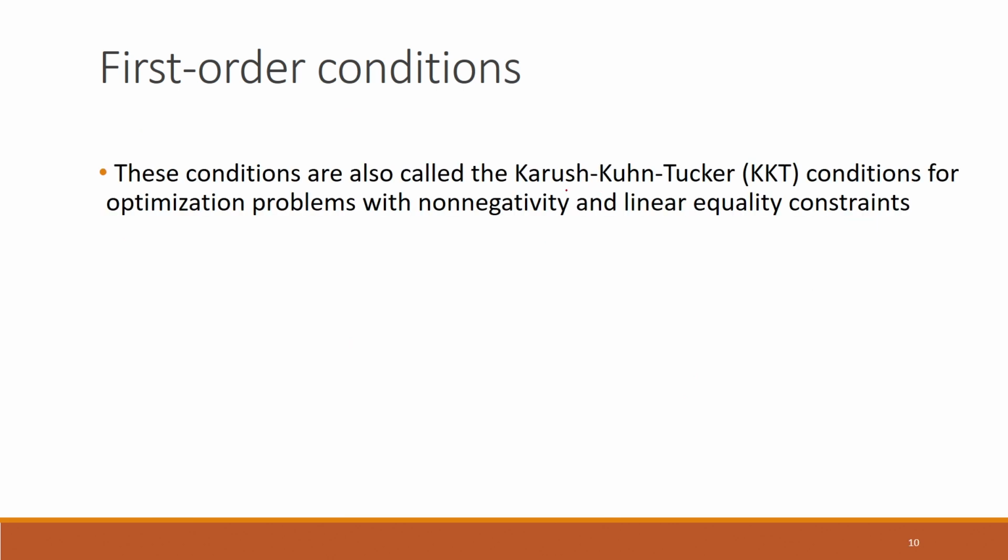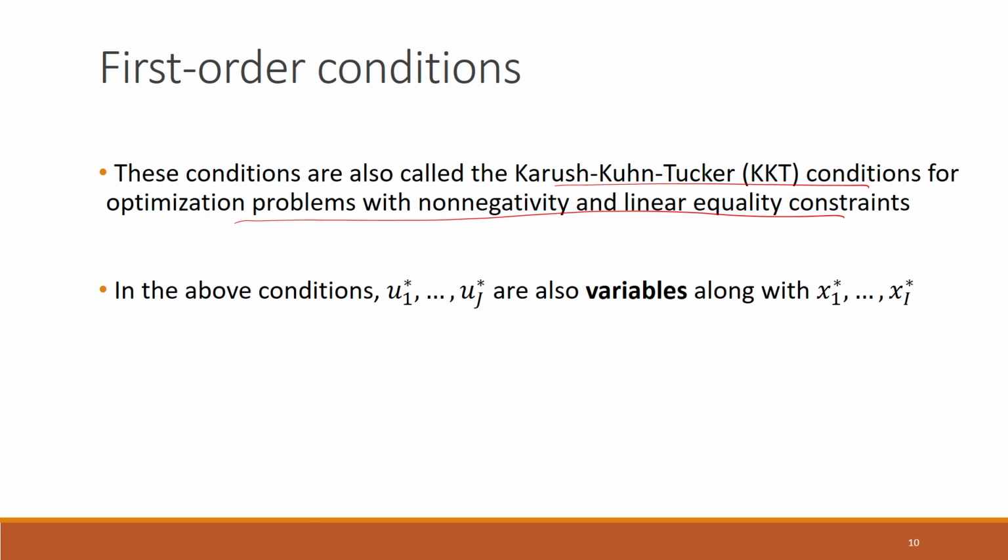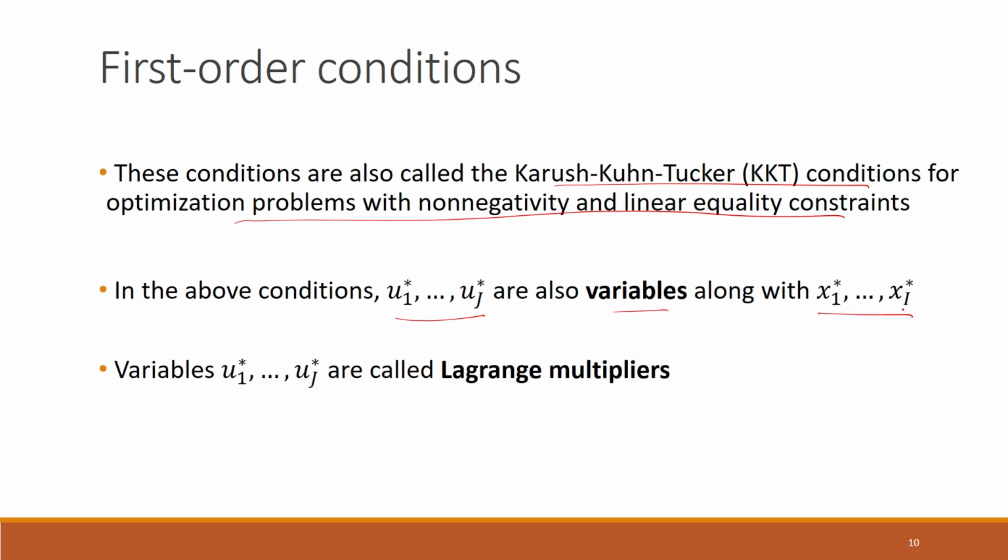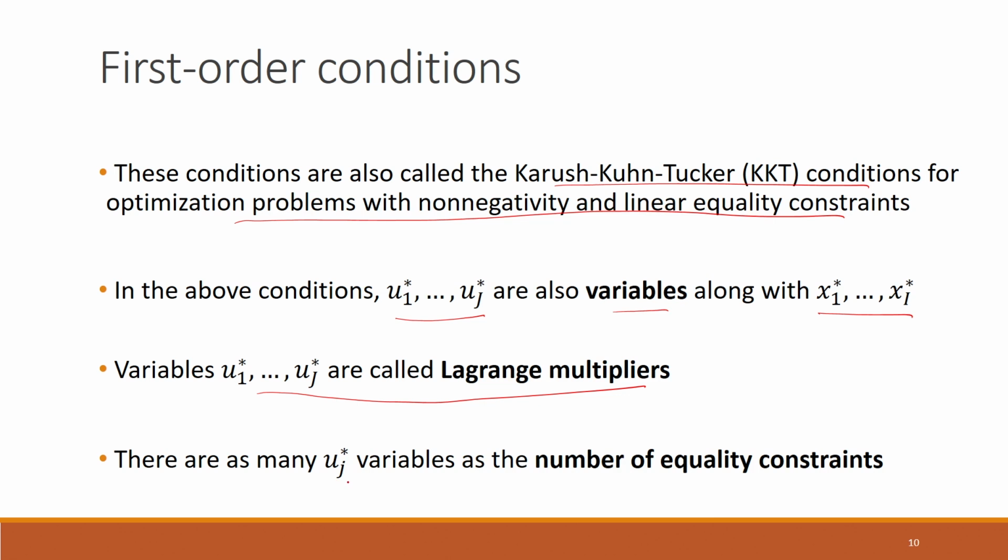So these conditions are called the KKT conditions for optimization problems with non-negativity and linear equality constraints that I mentioned. In these conditions ui and uj star are the variables along with xi star, and these variables uj star are called Lagrange multipliers, and the number of these variables uj star is equal to the number of equality constraints. So with this we will be ending this lecture here, and then we will be continuing in the next lecture. Thank you.